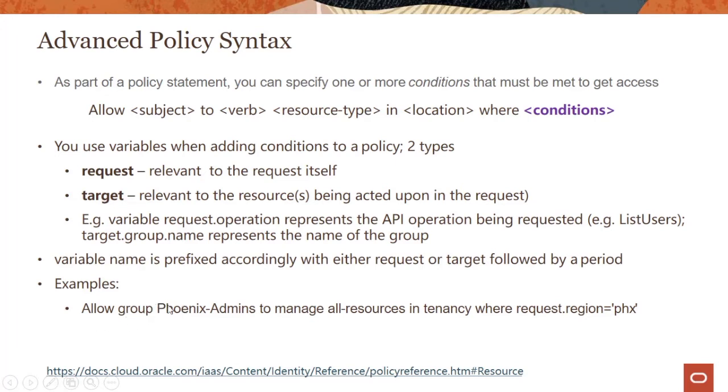Now you can see the example here. Allow group, this is a group name, to manage all resources, meaning they have permissions to do everything. Basically, they are administrators for this particular account, where request.region, meaning the region where the request is being made, is Phoenix. So this means you have an admin for Phoenix, but they cannot do anything in the other 10 regions. Again, if you go to this link, you can see the policy references, and you can read a lot about advanced policies.